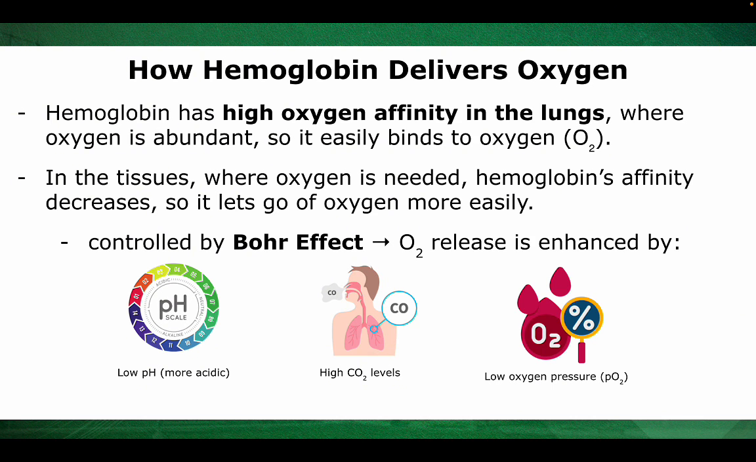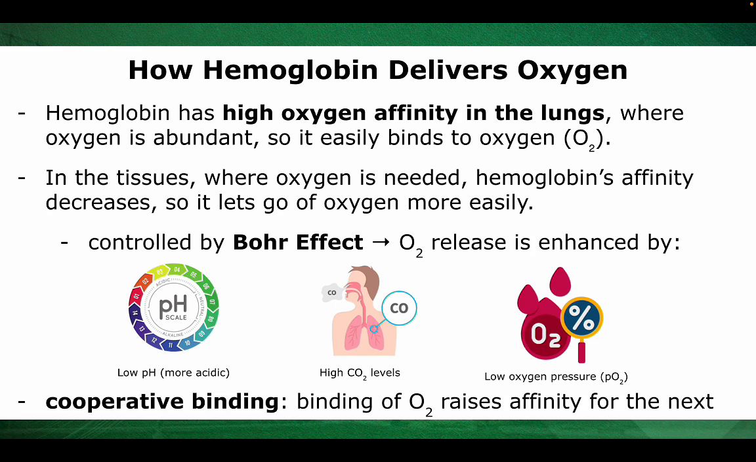And there's more. Hemoglobin also shows cooperative binding. When one oxygen molecule binds, it changes the shape of the hemoglobin, making it easier for the next oxygen molecules to attach until all four are bound. All of this makes hemoglobin a beautifully regulated, responsive protein. It is perfectly designed to meet the oxygen needs of every part of the body.